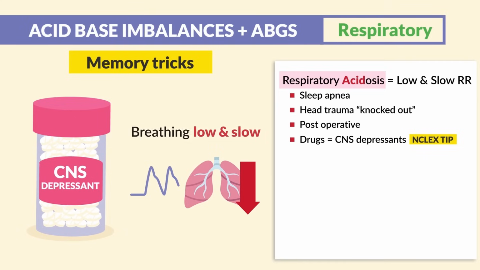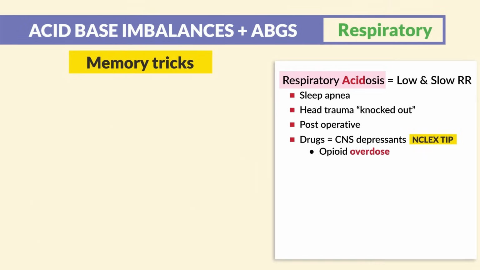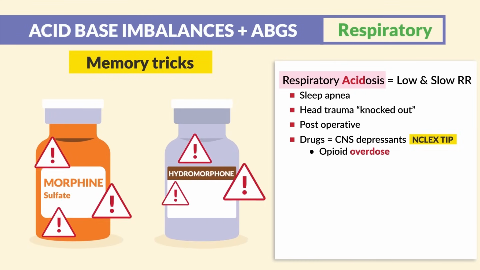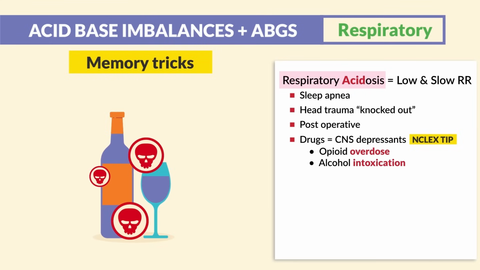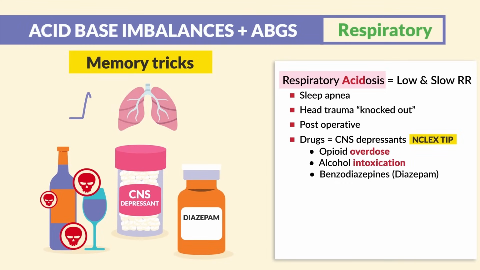This makes the breathing low and slow. It makes the vital signs in general low and slow. So opiate overdose, morphine, hydromorphone, etc., as well as alcohol intoxication. That one's a huge one. And benzodiazepines, ending in Pam and Lam, like diazepam. All CNS depressants make the breathing slow, putting the body in acidosis.